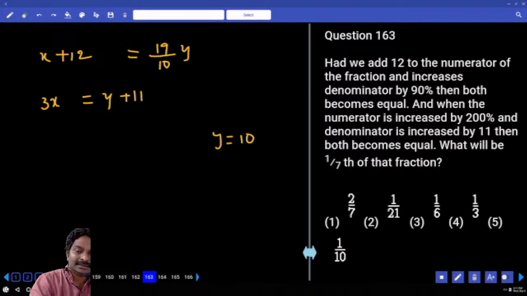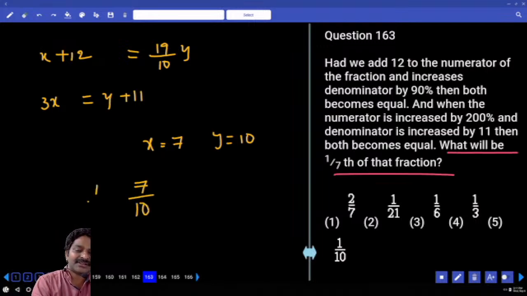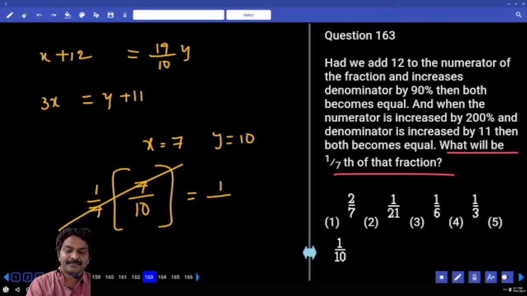X is equal to 7. Original fraction is 7 by 10. What will be the 1/7 of the fraction? The question is about 1/7 of the fraction. 7 gets cancelled. Answer 1 by 10.